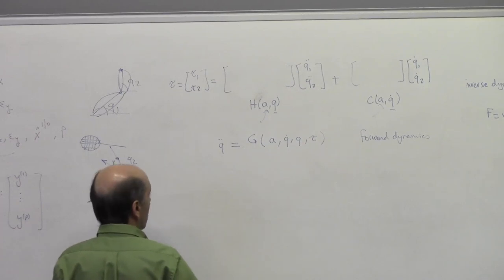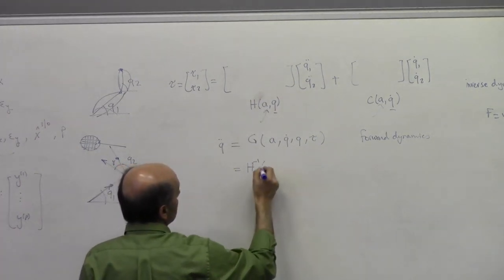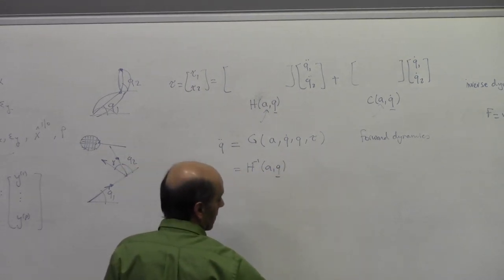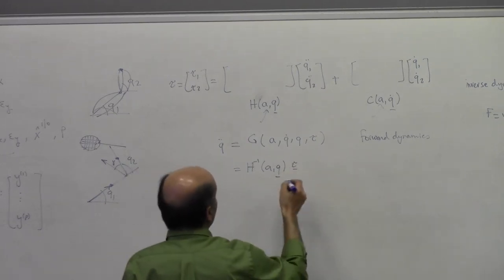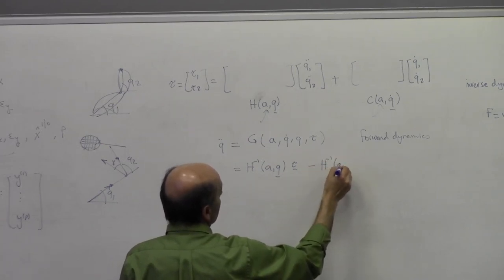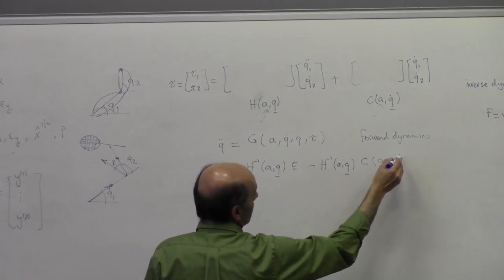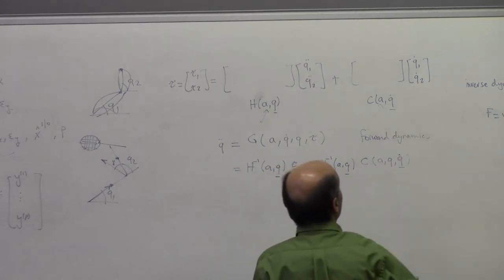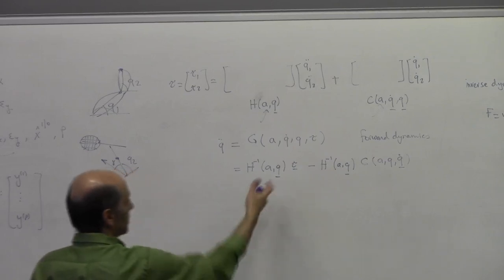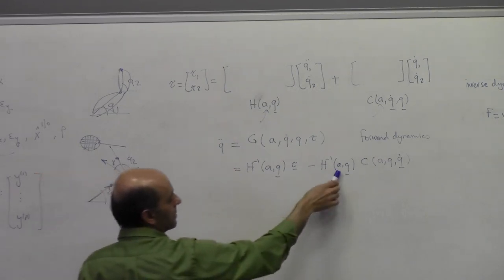So let's solve for Q double dot. So this is equal to H minus 1, this matrix here, which is a function of A and Q, times torque minus C, which is a function of A, Q, and Q dot. All right, so this is forward dynamics. It's a nonlinear equation because in this matrix H, I have cosines and sines, and similarly, of course, here.